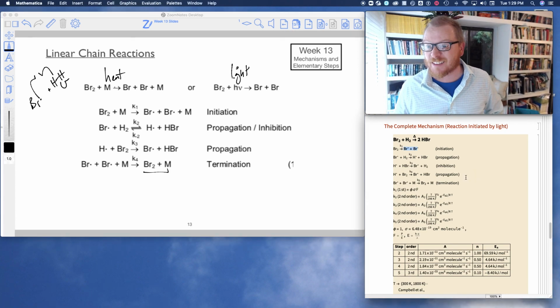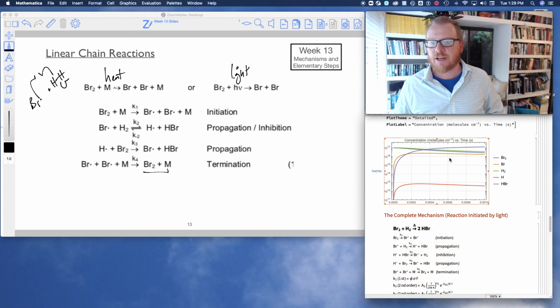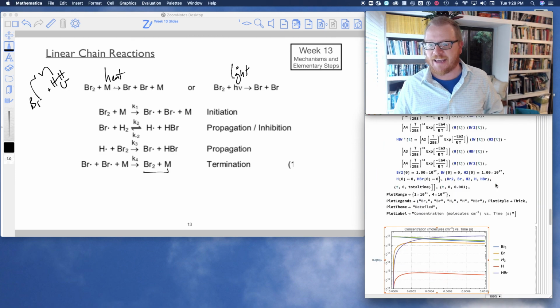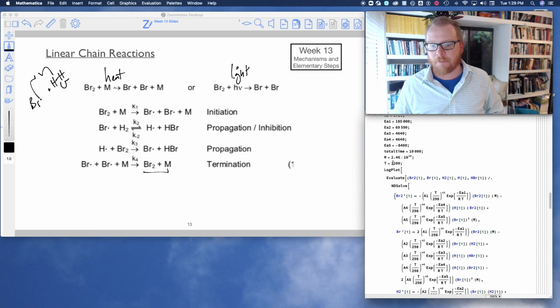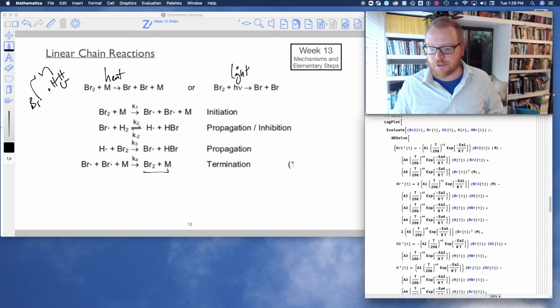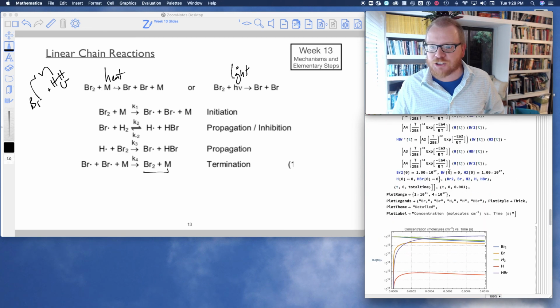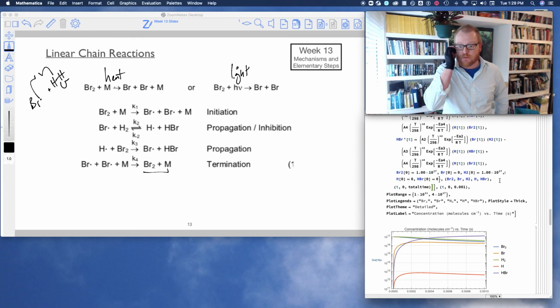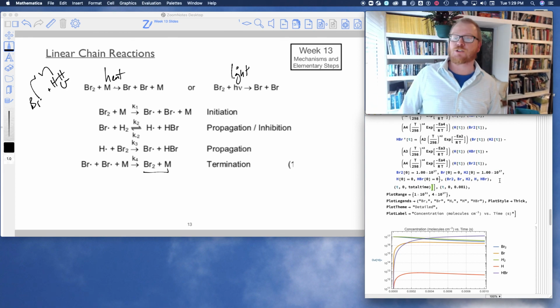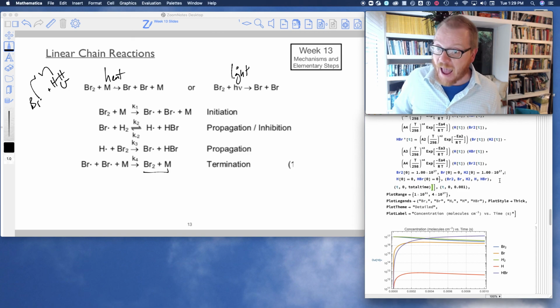I just want to talk a little bit about this mechanism with light. And so I'll just compare this. So these were the results I did when the reaction was driven by heat. And I'll remind you of my conditions. 1200 Kelvin. I've got an inert third body in there at 1 atmosphere, okay? And my initial bromine and hydrogen are very low at 10^17. So that's roughly 100 times less than the concentration of my bath gas, okay? So roughly like 0.01 atmospheres of bromine and 0.01 atmospheres of hydrogen and 1 atmosphere of inert third body.